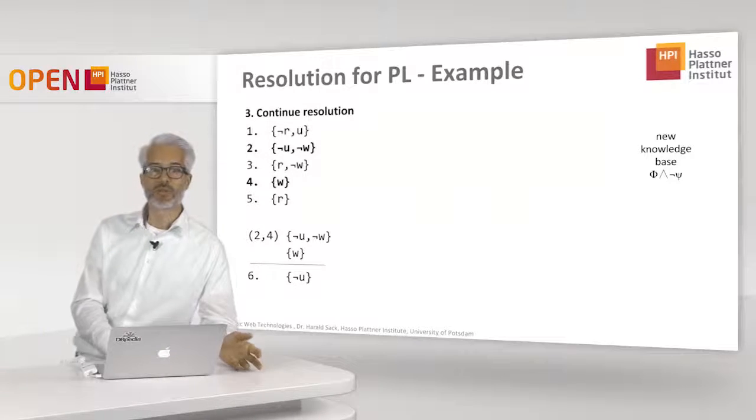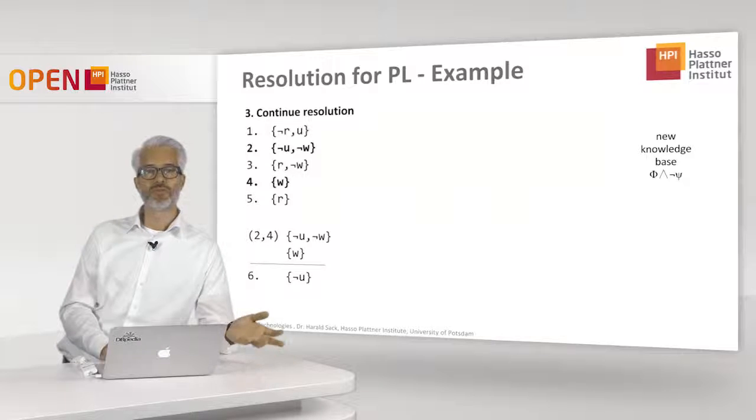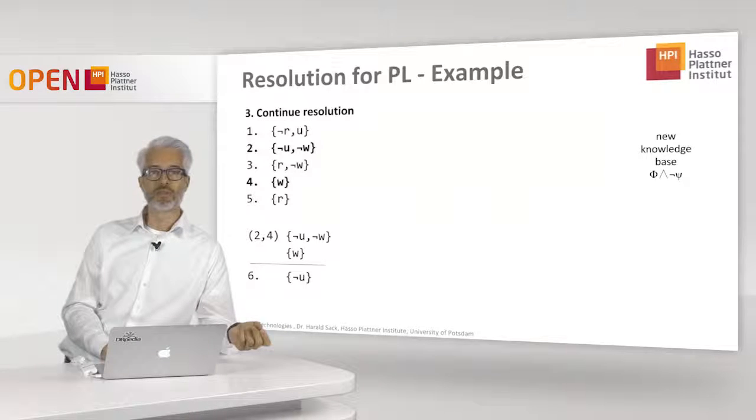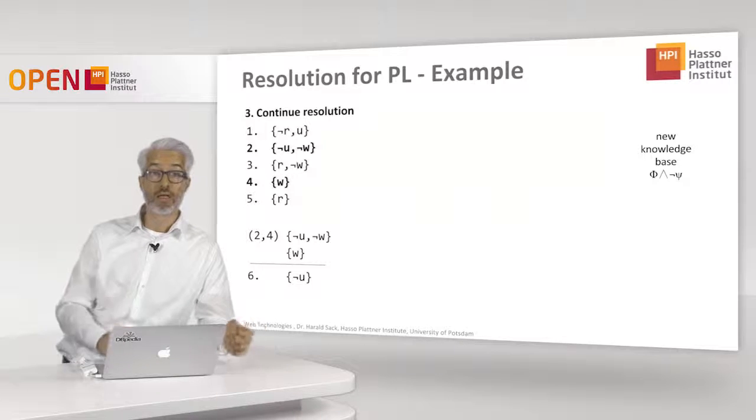Then, for example, we could continue with number 2 and number 4, which both contain W and not W, which can again be resolved and result in a new clause, number 6, which will be not U.